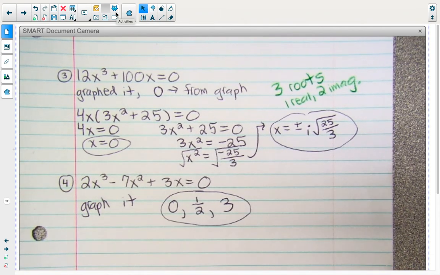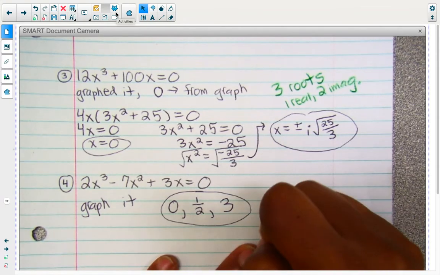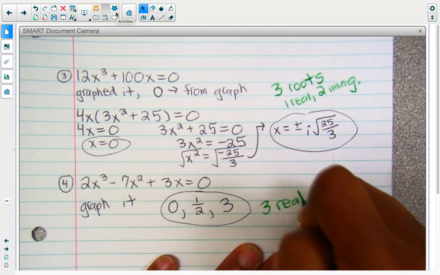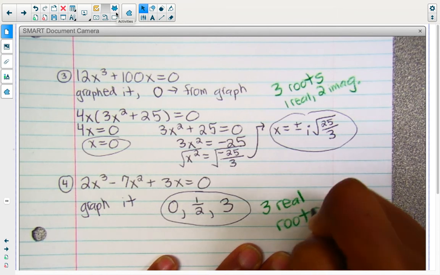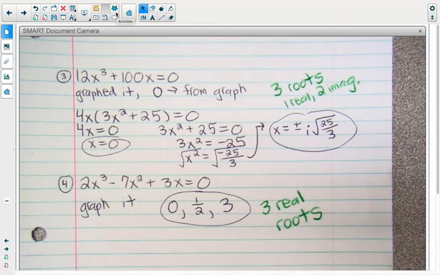So how many and what type? We got 3 real roots. 3 real roots. Okay, now let's step our game up a little bit. So let's see what happens if it can't be factored or I can't find everything from the graph. So let me walk you through how to do some of this.